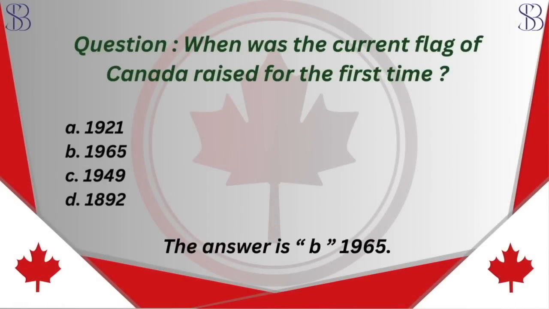Question. When was the current flag of Canada raised for the first time? A. 1921, B. 1965, C. 1949, D. 1892. The answer is B. 1965.